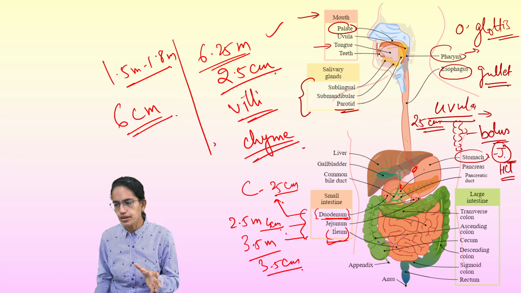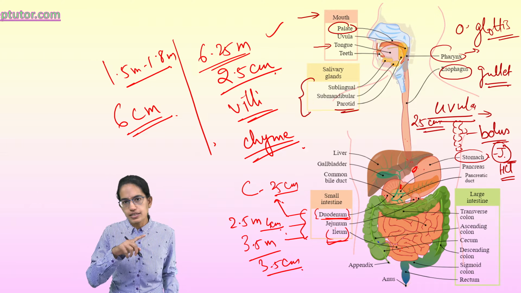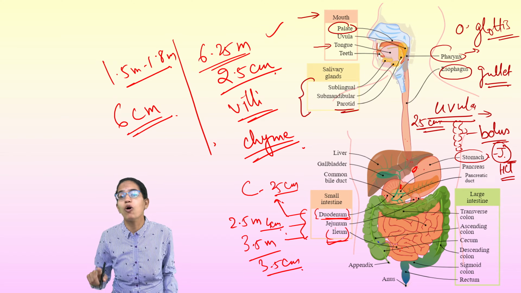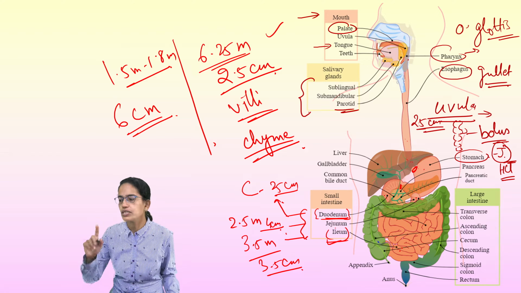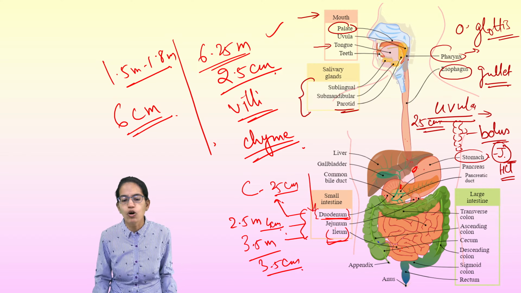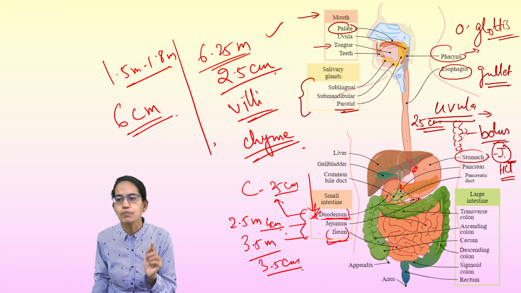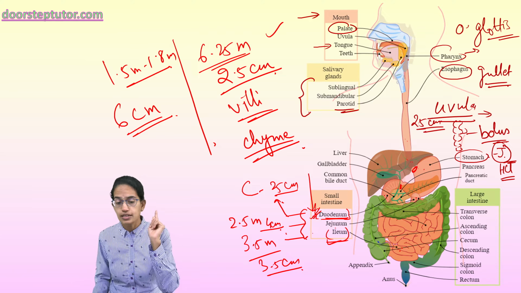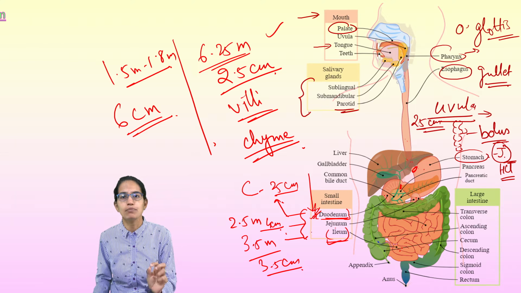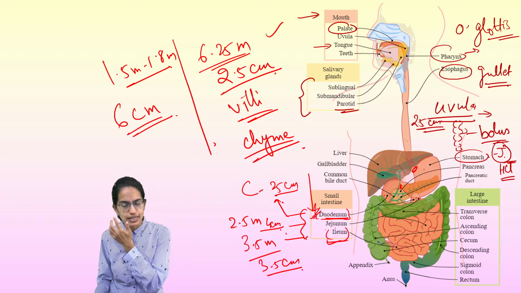So duodenum is again important. It has the descending limb. The descending limb of the duodenum is important because at the descending limb of the duodenum is where the common bile duct and the pancreatic duct enter. So duodenum, the descending limb, is where the common bile duct and the pancreatic duct enter. The descending limb is a very important feature that you must know for duodenum, where bile and pancreatic ducts enter in.